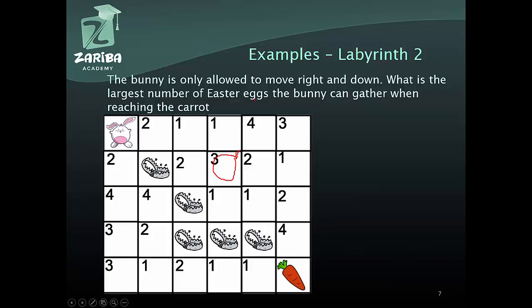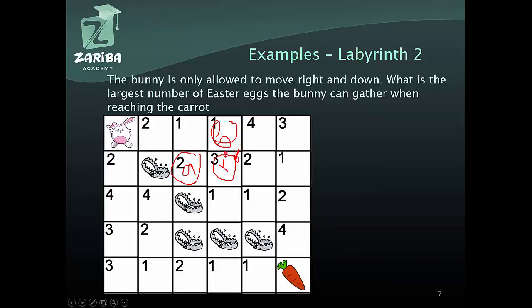The maximum number of Easter eggs that we have right here. And imagine that we already have the maximum number here. Let's say that that's B. Let's say that that's A. So A is the maximum number of eggs that we can get in this cell. B is the maximum number of eggs that we can get in this cell. Okay, so how would you calculate the maximum number here?